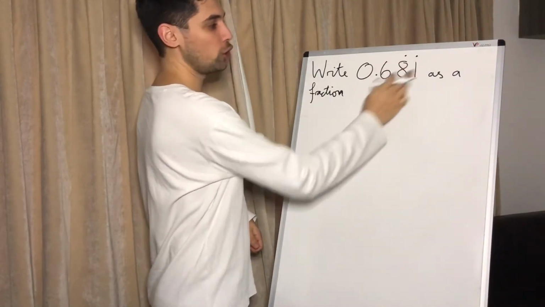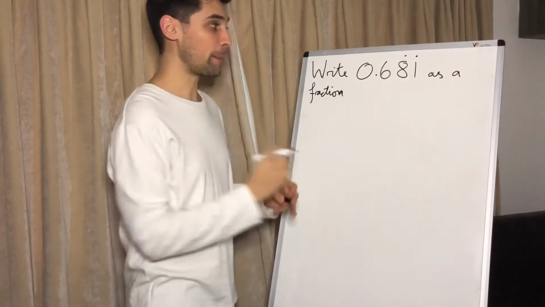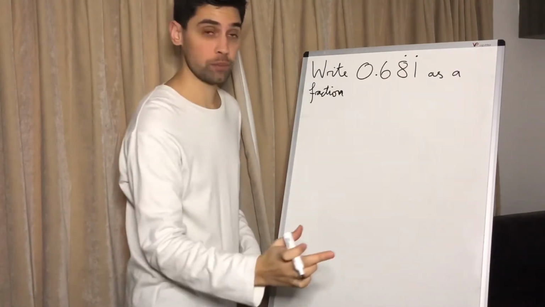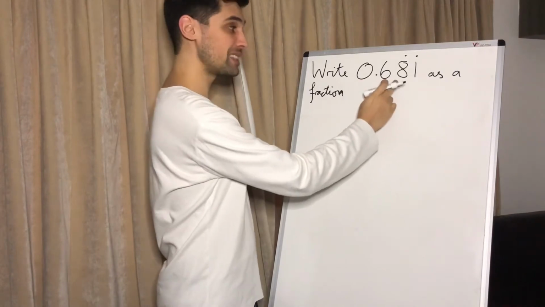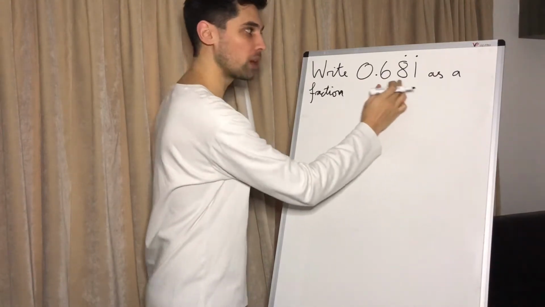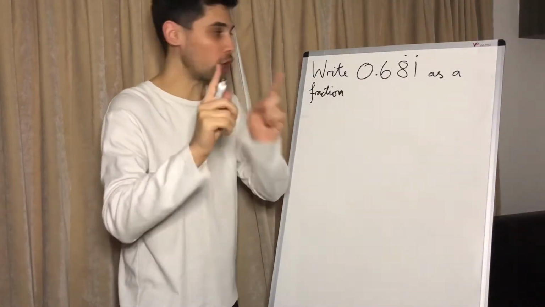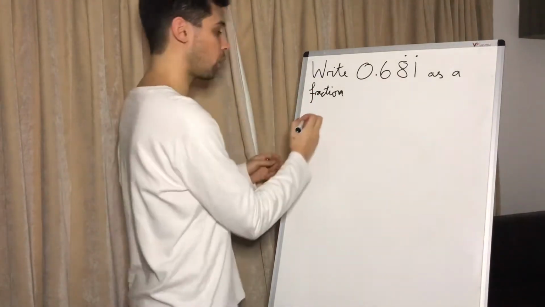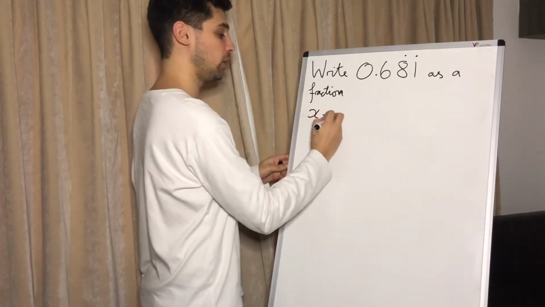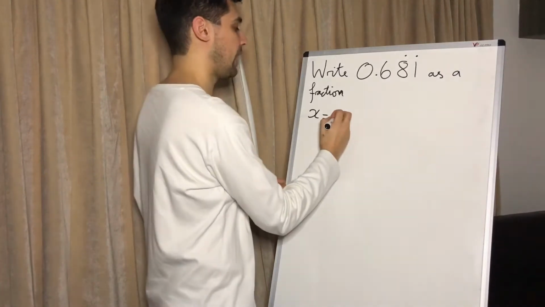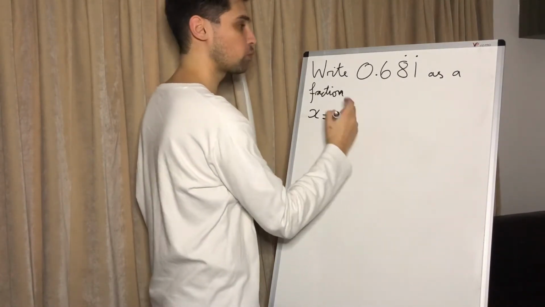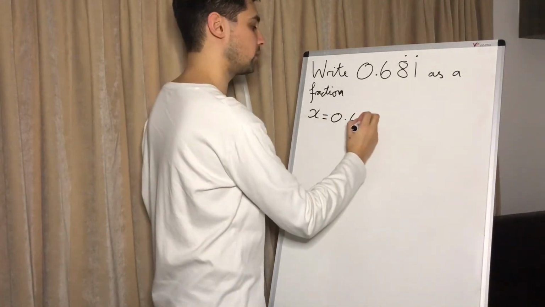First of all, if you've got these two dots above the 8 and the 1, that means that those two recur. So this number effectively is 0.681818181. It just repeats between the dots. So what we're going to do is start with x equals that. X equals 0.6, and we'll write it out a few times with that cycle.